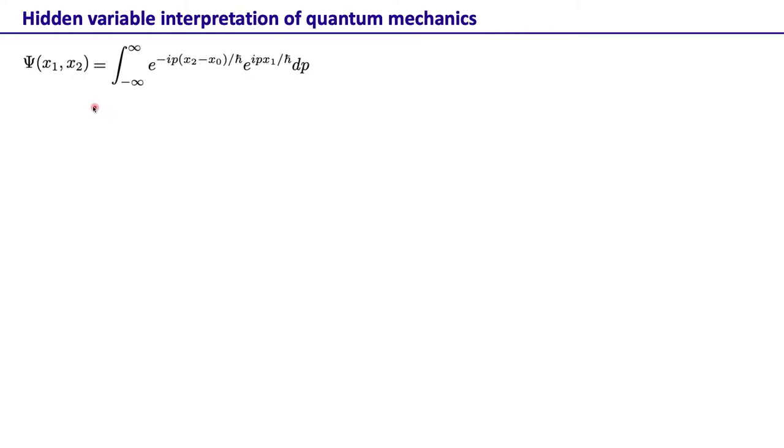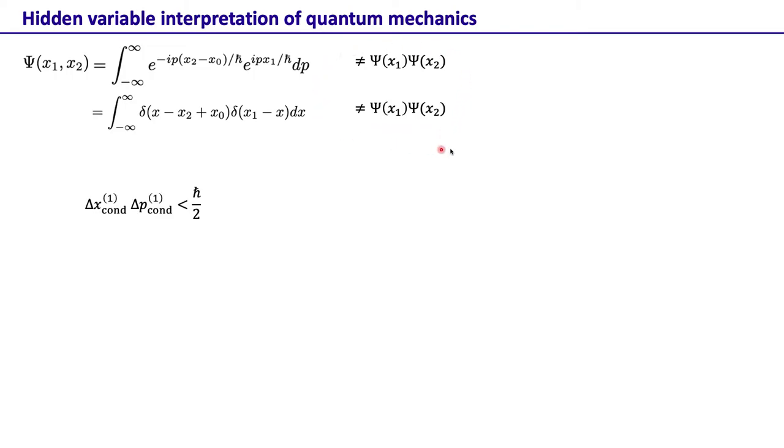But before we get into that, let's just see this wave function that is in the momentum basis. We see that this wave function cannot be separated, that it cannot be written as a wave function of the first particle times the wave function of the second particle. Similarly, if you look at the wave function in the position basis, this is also inseparable. So this is the feature we always find: the entangled two-particle wave functions are inseparable.